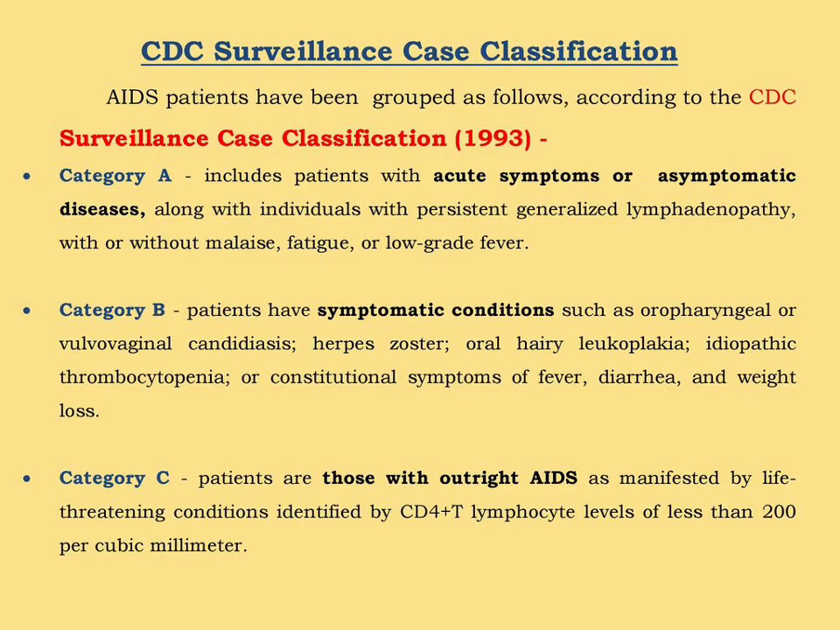CDC surveillance case classification in 1993. Category A includes patients with acute symptoms or asymptomatic disease, along with individuals with persistent generalized lymphadenopathy, with or without malaise, fatigue, or low-grade fever. Category B includes patients who have symptomatic conditions such as oropharyngeal or vulvovaginal candidiasis, herpes zoster, oral hairy leukoplakia, idiopathic thrombocytopenia, or constitutional symptoms of fever, diarrhea, and weight loss. Category C includes patients with outright AIDS, manifested by life-threatening conditions, identified by a CD4 T lymphocyte level of less than 200 per cubic millimeter.